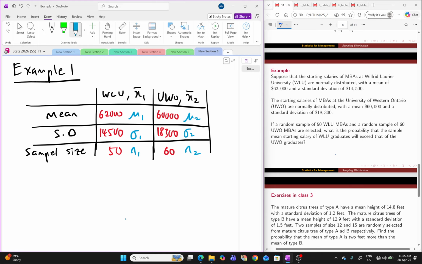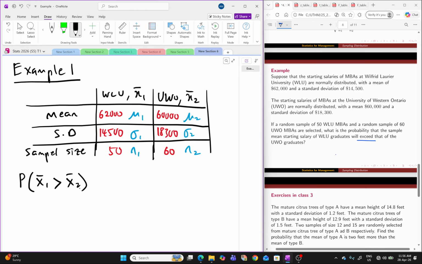All right, so we have the salary of staff from WLU and the salary of staff from UWO. Kita nak tengok apa dekat sini? What is the probability that the sample mean starting salary of WLU, this is the sample salary of WLU, yang ini X bar 1 ni, exceed, melebihi.